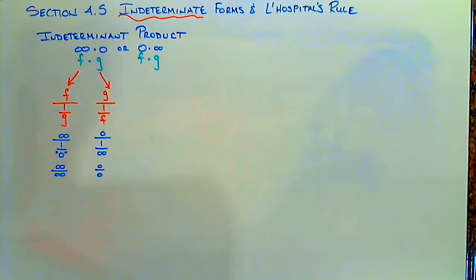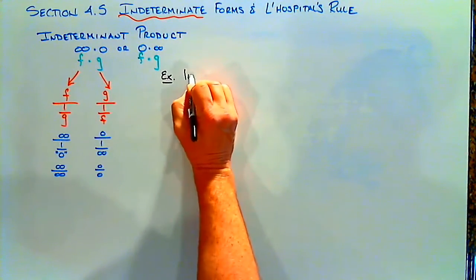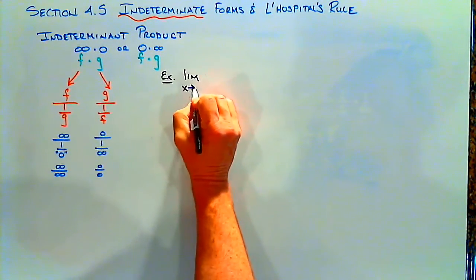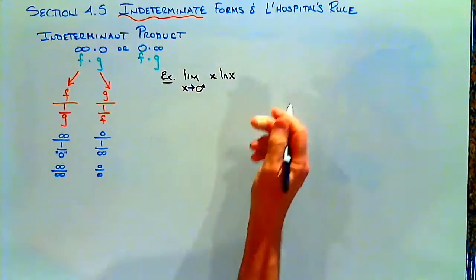Now, that choice is going to come with a couple of caveats. We'll talk about that when we look at an example here just in a second. Maybe there's a better way to do this. Maybe there isn't. We'll see what happens. So let's look at an example. We'll just do the example right over here on the side. So we'll start with the example of the limit as x goes to 0 from the right, and we'll take x times the natural log of x.